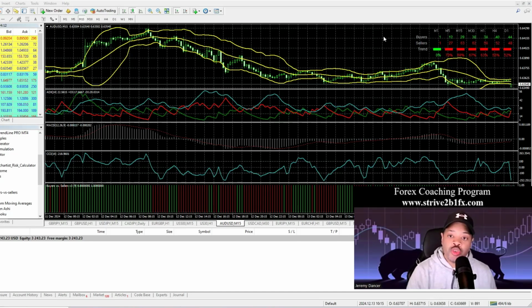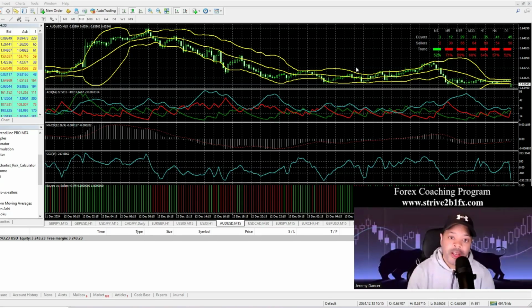Knowing who is in control is very important because if buyers are in control, they can keep pushing the price up. If sellers are in control, they can keep pushing the price down. So just following who is in control can be very powerful in your trading.